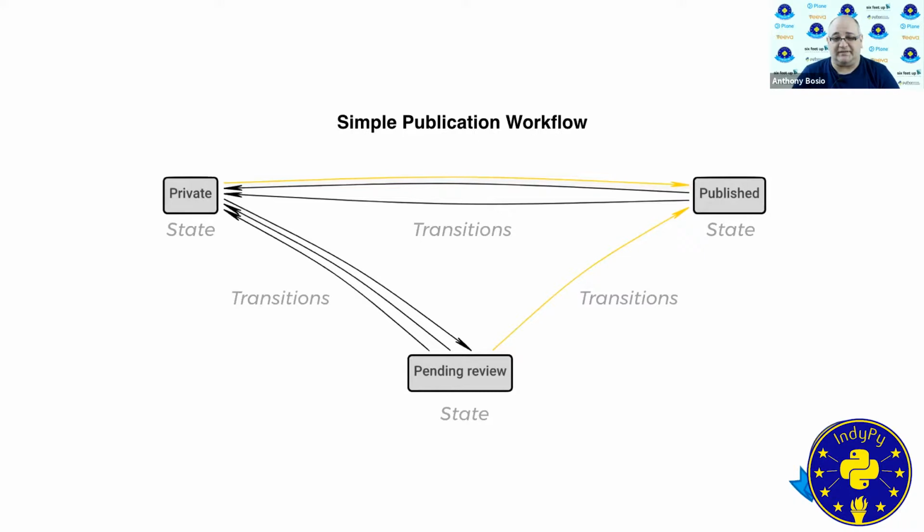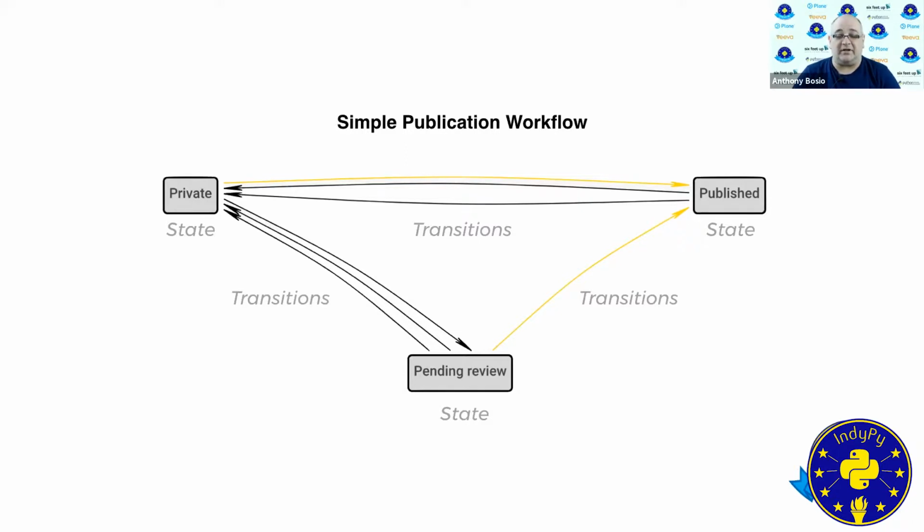There are several transitions noted by the arrows connecting them. And the published transition is highlighted. In this case, you can publish directly from private to published or from pending to published, except not the same person or roles do not have permission to do that.